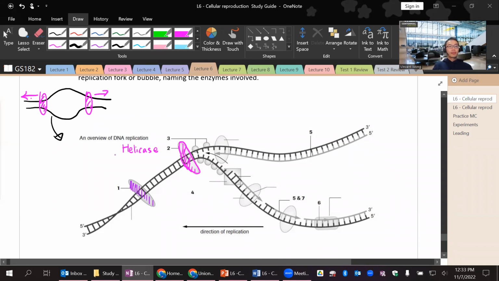Parental DNA. Okay, so this is showing the parental DNA, Colleen. That's correct. But what's the enzyme that will relieve the tension? Anybody remember that? That's right. That is the gyrase. Gyrase.